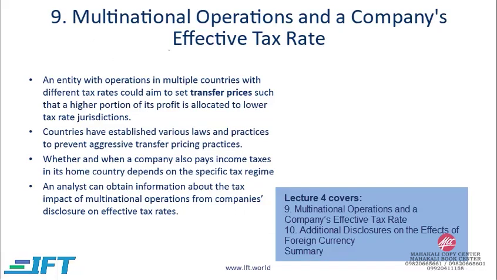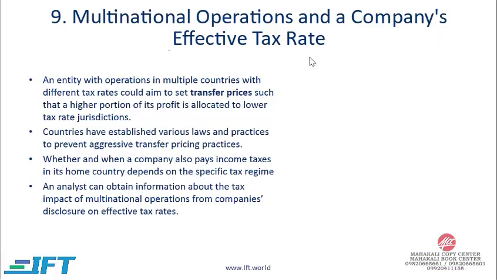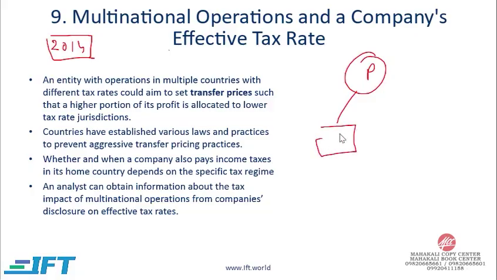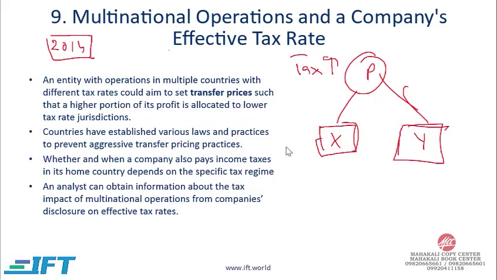Section 4, multinational operations and a company's effective tax rate. This section and section 5 have been introduced for the first time in 2014. The point here is straightforward. When you have a parent company with operations in different countries, so let's say the parent company has an operation in country X, country Y, the parent company operates in a country, let's say, with a relatively high tax rate, and it has operations in country X, country Y. Say the tax rate is relatively low in these other countries.